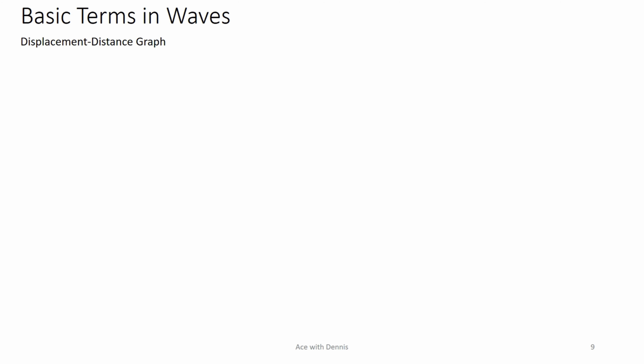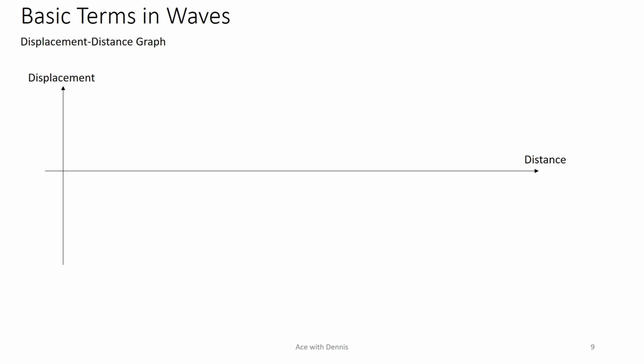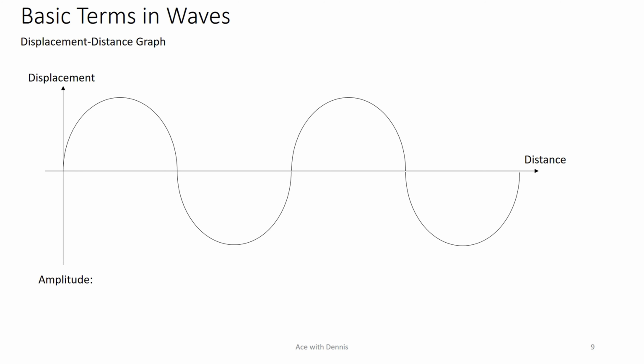Now, let's learn some basic terms in waves. First, we need to look at the displacement distance graph. So this is the displacement distance graph with its waveform. The first term that we need to learn is amplitude. Amplitude is the maximum displacement from rest or central position.